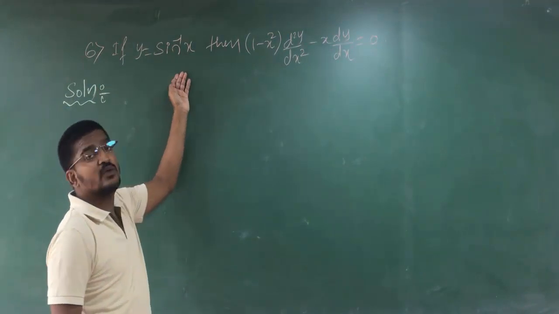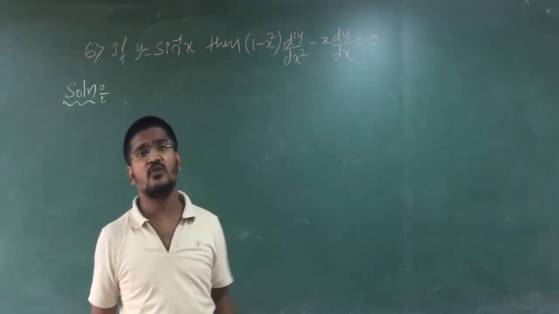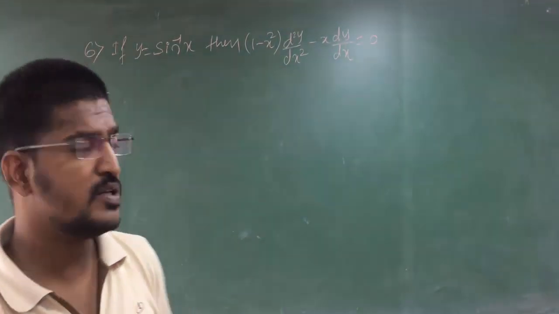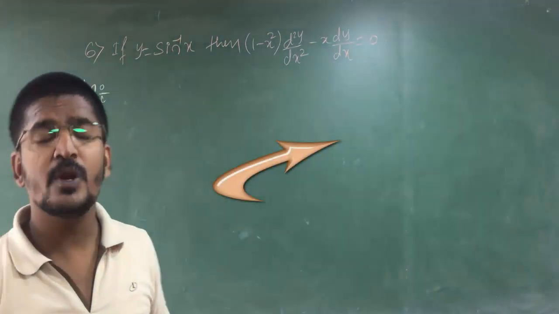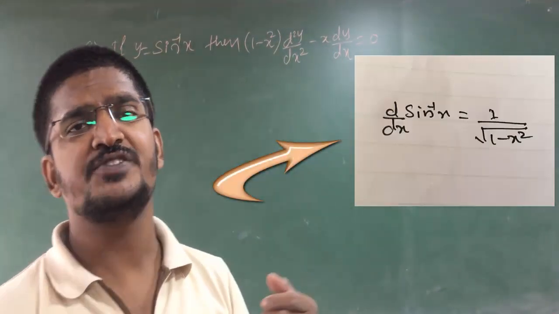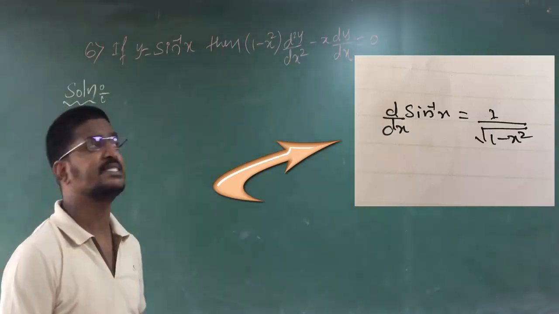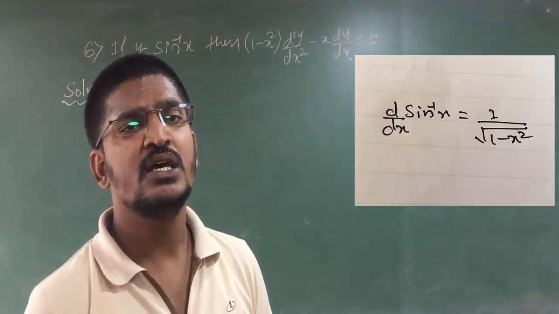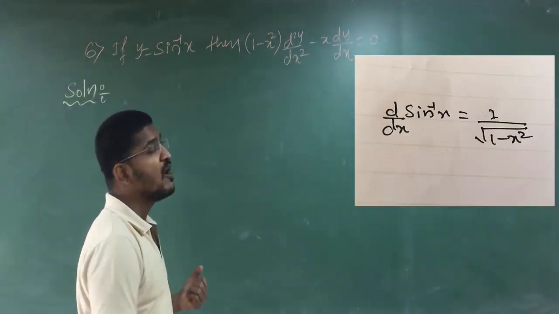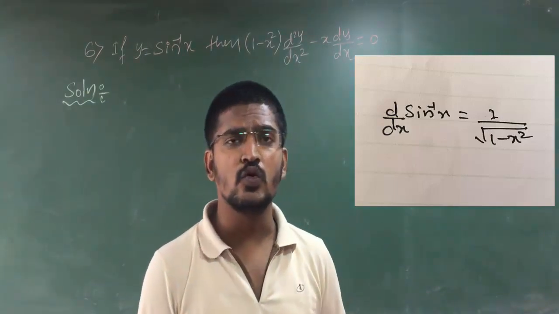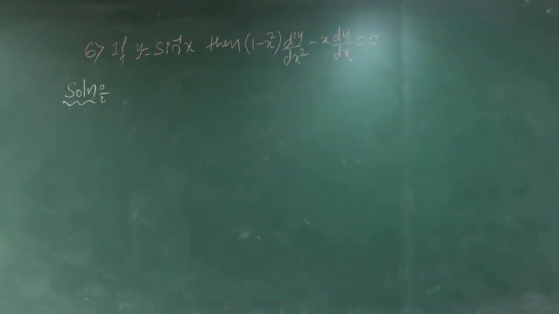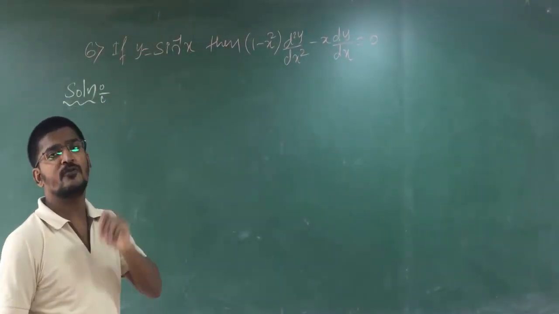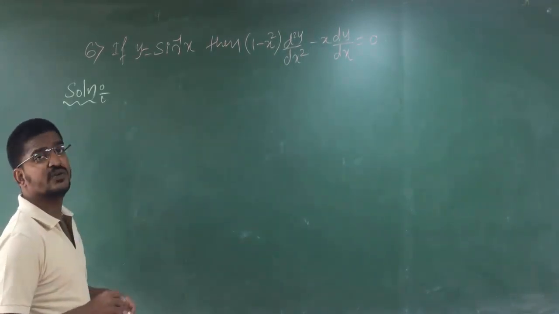If y equal to sin inverse x, then show that (1 minus x square) d square y by dx square minus x into dy by dx equal to 0. So you have to show that. Clear? So no problem. Here you must know the formula of differentiation of sin inverse x. Differentiation of sin inverse x is 1 by root of 1 minus x square. Clear, students? So you remember the formula of differentiation of sin inverse x, that is 1 by root of 1 minus x square. So using that, let us differentiate this.